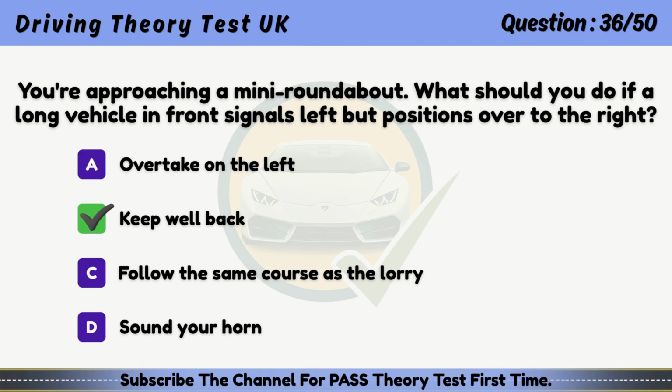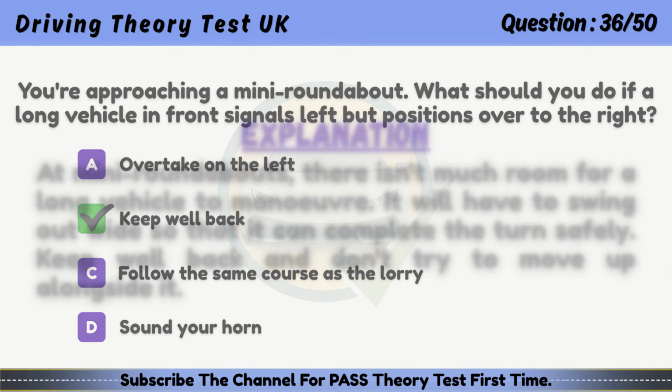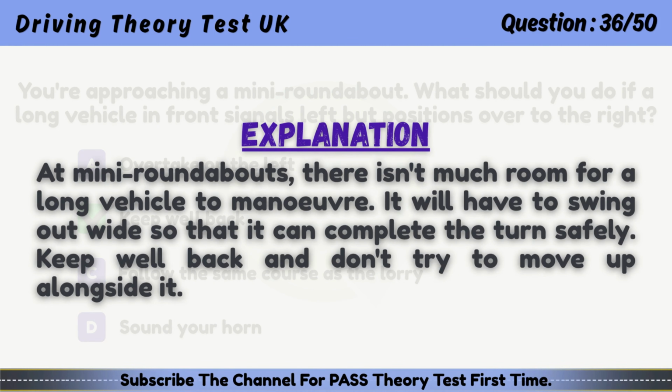Answer is B. Keep well back. At mini roundabouts, there isn't much room for a long vehicle to maneuver. It will have to swing out wide so that it can complete the turn safely. Keep well back and don't try to move up alongside it.